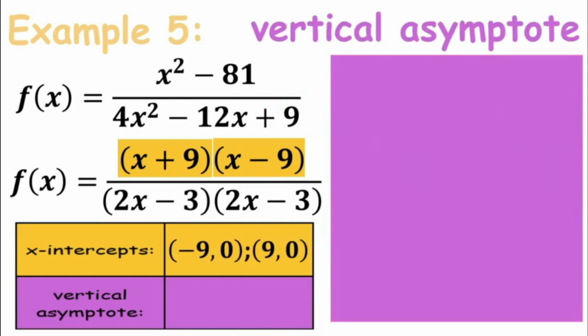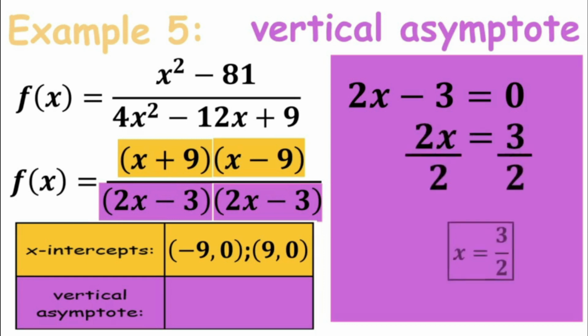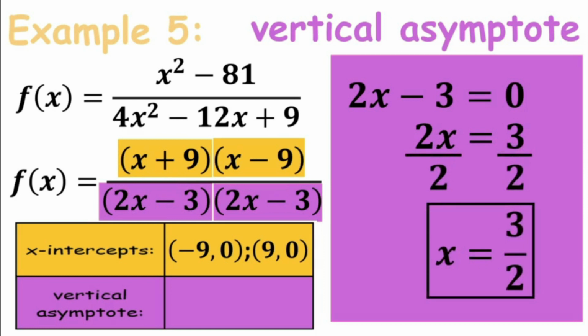Since the factors of the denominator are identical, we only have one vertical asymptote. 2x minus 3 is equal to 0. Transpose negative 3, we have 2x is equal to 3. Divide both sides by 2, we have x is equal to 3/2. The vertical asymptote is x is equal to 3/2.